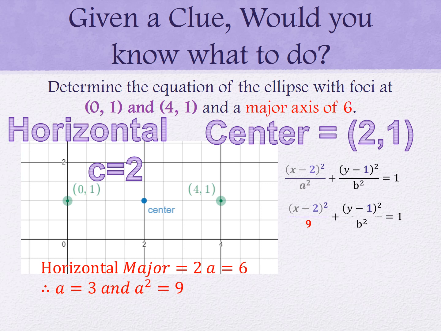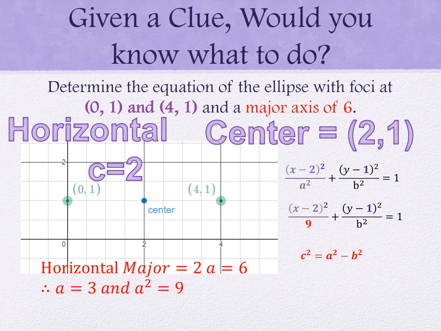Yes, you do. You know a, and you know c, and you can call on the Pythagorean theorem in a roundabout way, remembering that c is just a leg, a is the hypotenuse now in this relationship. So we typically write c squared equals a squared minus b squared. Fill in what we know.